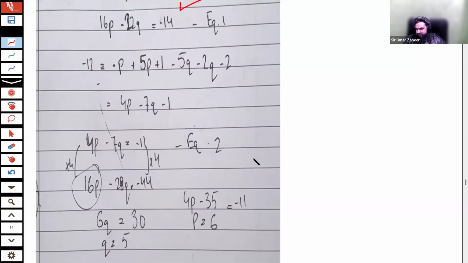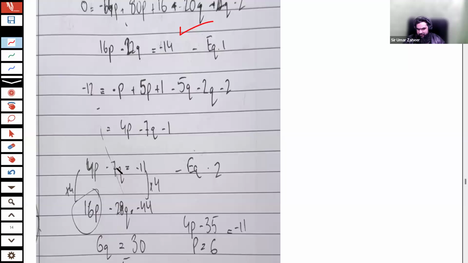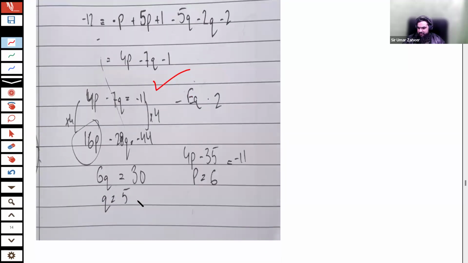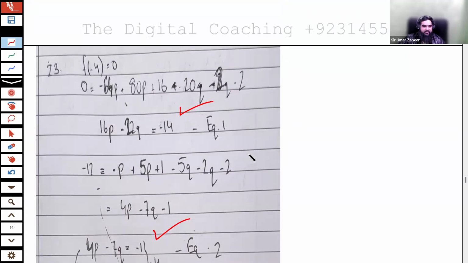Where is the second equation? 4p minus 7q is equal to minus 11. This is fine as well. q is equal to 5 and p is equal to 6. But you have to do very direct steps. However, your equation is correct.